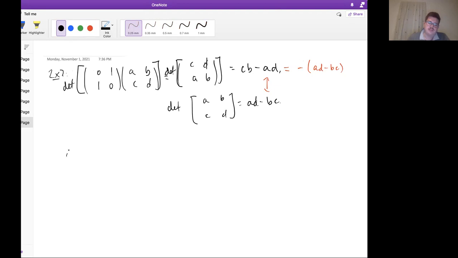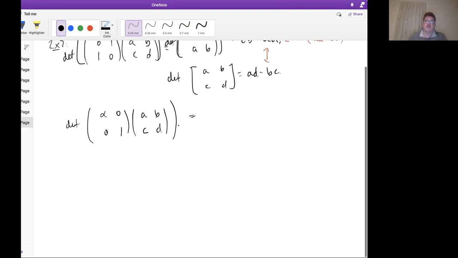All right, so let's do alpha 0, 0, 1 times A, B, C, D. Okay, so this multiplies the first row by alpha. So we have alpha A, alpha B, and then C, D. Okay, what's the determinant of this?